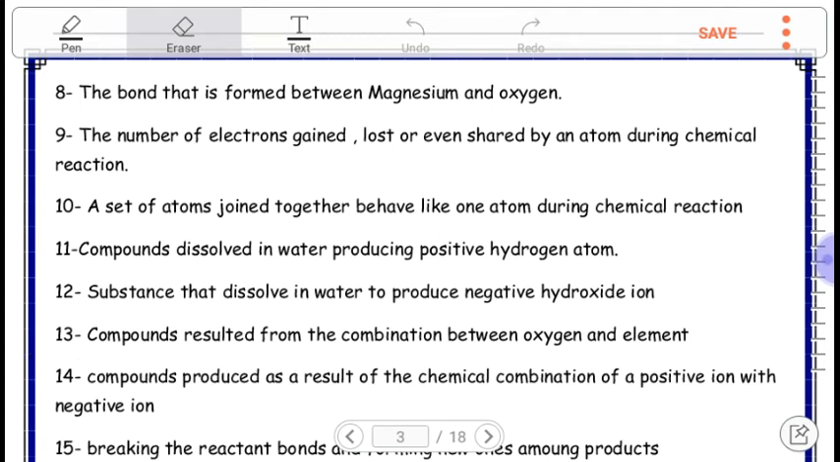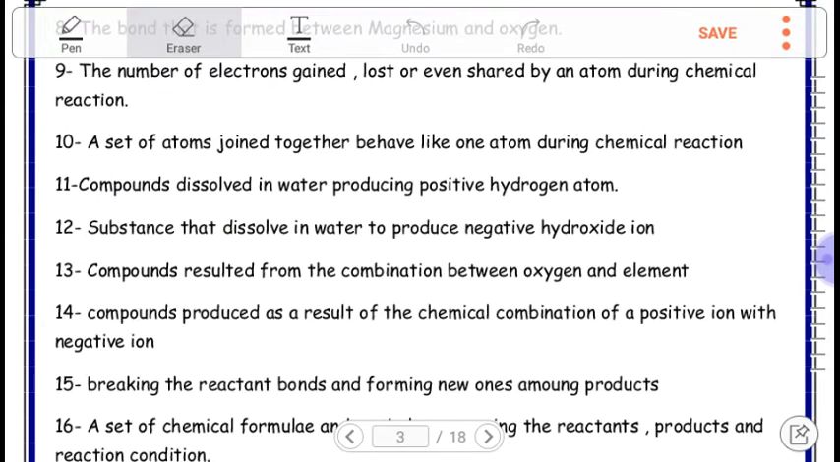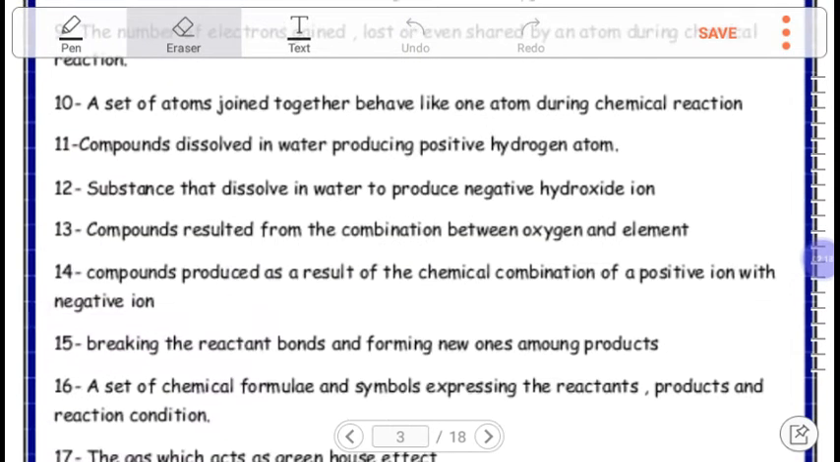Number 13, compounds that result from combination between oxygen and an element. Always the oxygen combined with any element produces an element oxide, the oxides. 14, a compound produced as a result of the chemical combination of the positive ion with the negative ion. Positive with negative. Yes, it's salt.